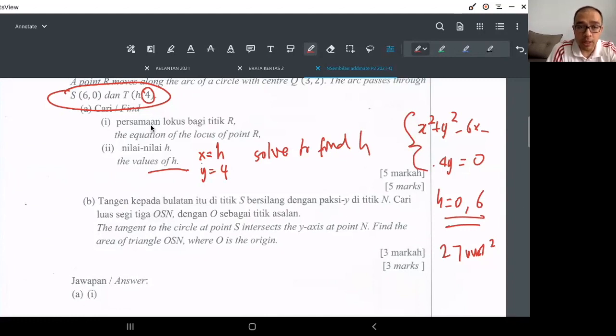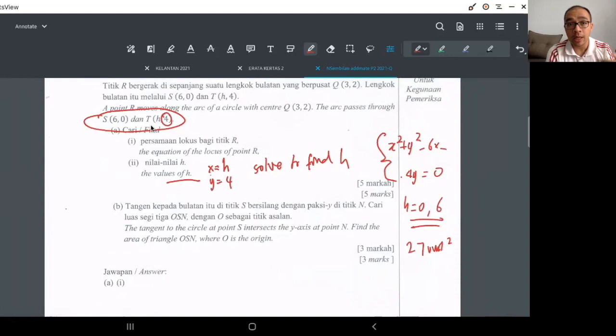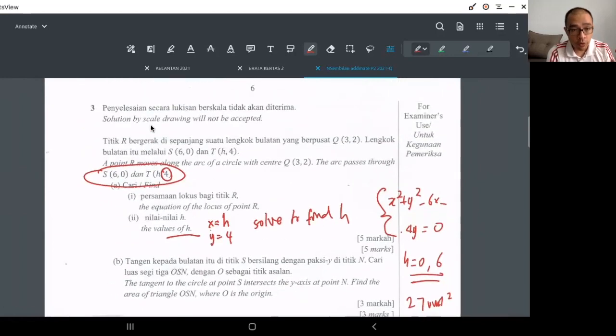Question B. The tangent to the circle at point S intersects the y-axis at point N. Now, at first glance it seems that A and B are not related, but actually they are. B is still under this same setup. A student asked me where the circle is and where the diagram is. Actually it's still under that part. Some people think question B is a totally separate question, but it's still connected to question A.